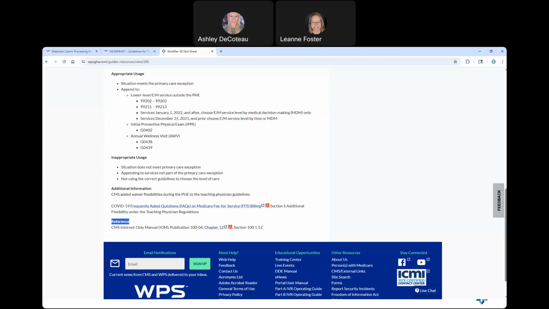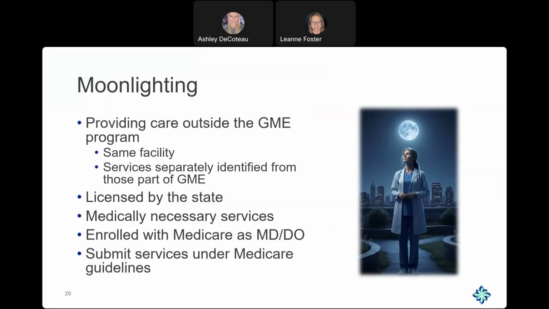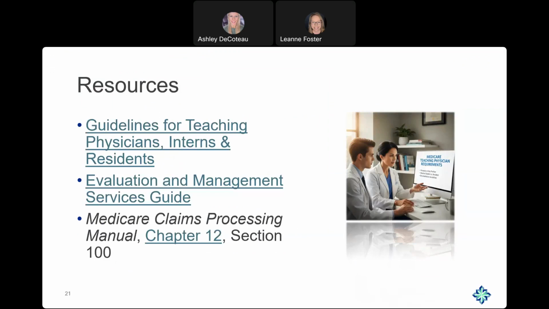All right, I'm going to head back over to our presentation and move on to our resources, which we've looked at for the most part. So for our resources, first is the CMS resource on the guidelines for teaching physicians, interns, and residents. And this is the MLN booklet where I showed you that section on the primary care exception requirement. This resource, in my opinion, is really the most comprehensive and easiest to understand for information on teaching physician guidelines. So that's a great one to take a look back at.